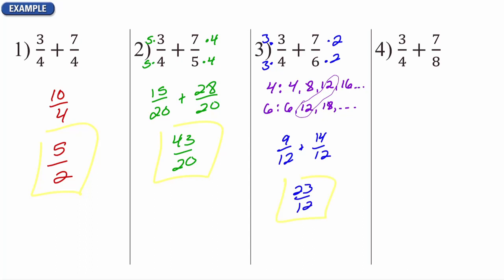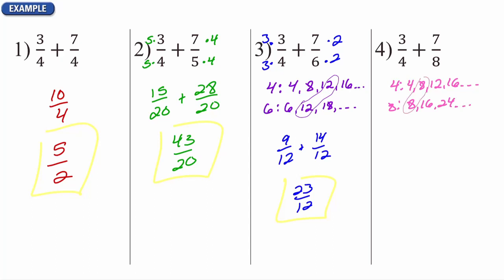In our last example, we have a denominator of 4 and a denominator of 8. The least common multiple between those is going to be 8. You probably figured that out already, but just to remind you, looking at your multiples of 4, that's 4, 8, 12, 16, etc. Multiples of 8 are 8, 16, 24, etc. They have several numbers in common, but the least common multiple is going to be 8.